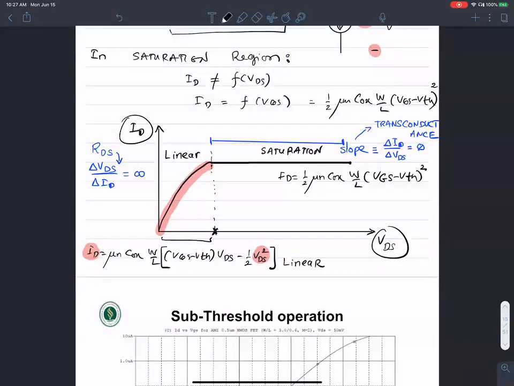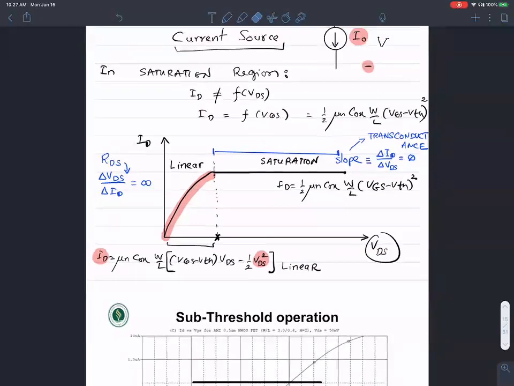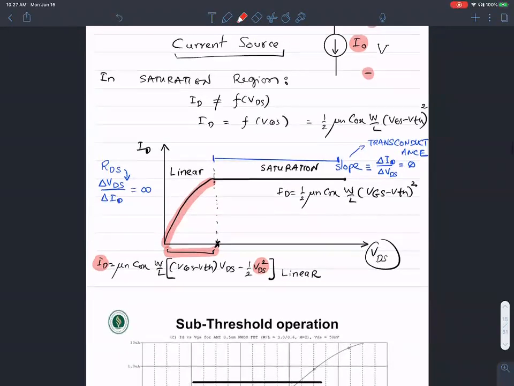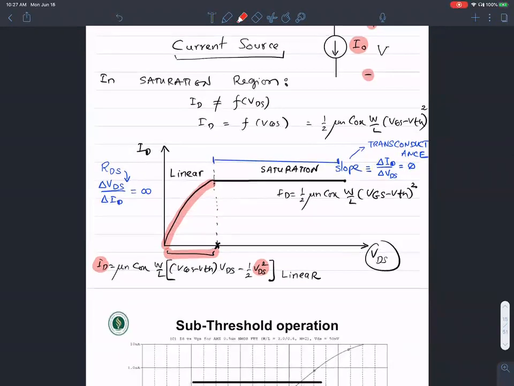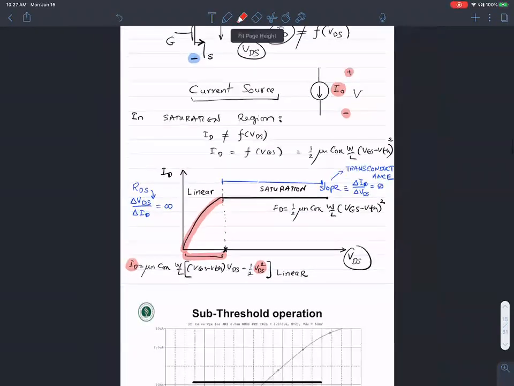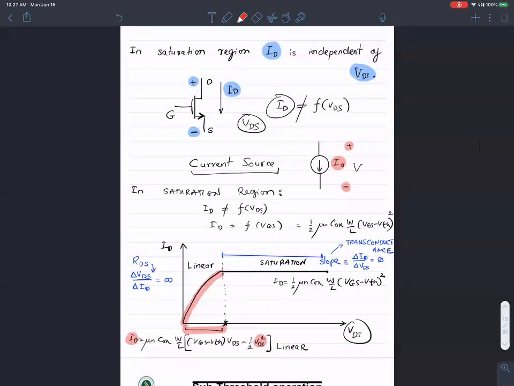So what we just saw is the ID-VDS relationship, the transfer curve, for a particular MOSFET at a linear region of operation and saturation region of operation. That is the linear region, and up above is the saturation region. Questions so far?